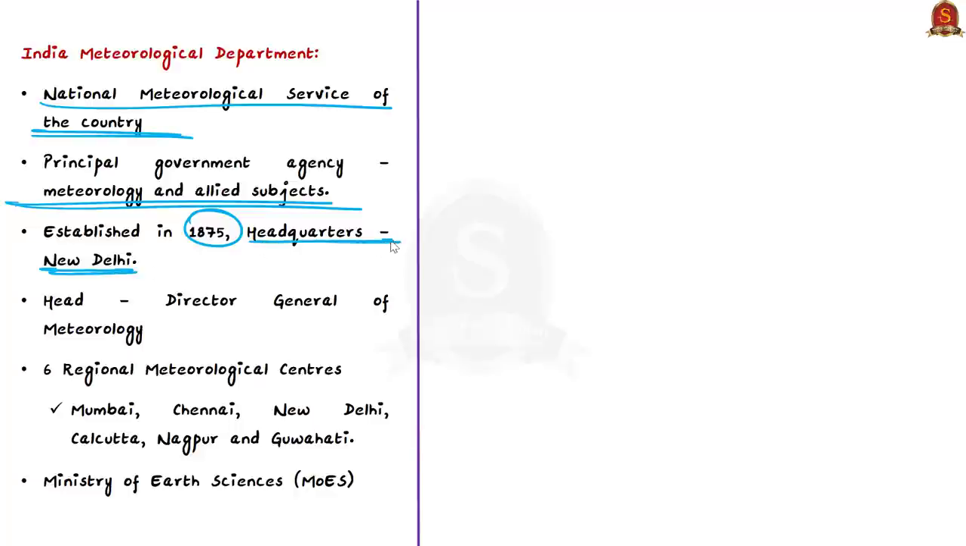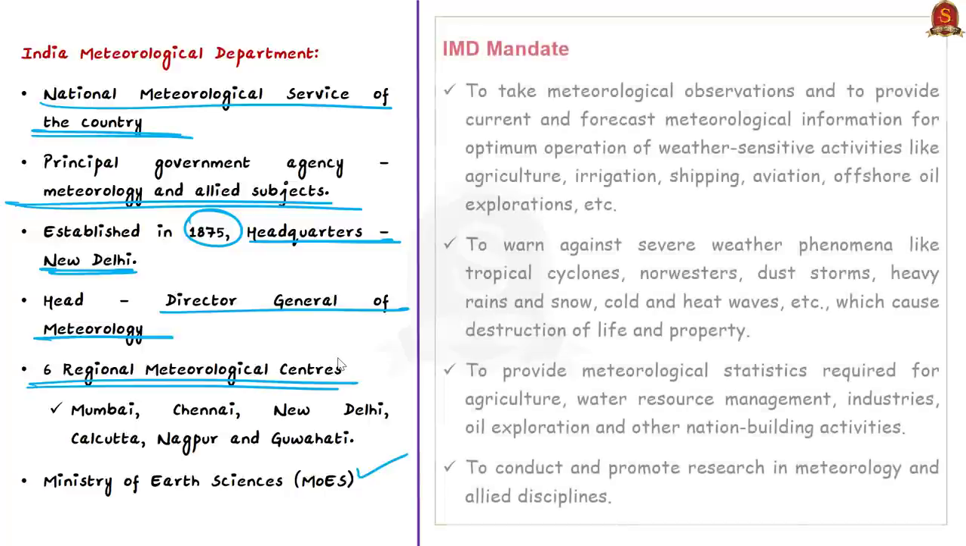Now let us close this discussion by seeing few information about IMD, which is the National Meteorological Service of the country and also the principal government agency in all matters relating to meteorology and allied subjects. See, it was established before independence in the year 1875. Its headquarters is in New Delhi. It is headed by Director General of Meteorology. And for the purpose of convenience of administrative and technical control, there are 6 regional meteorological centers. And at present, IMD functions under the Ministry of Earth Sciences. For your information, the functions of IMD is displayed here for your reference.